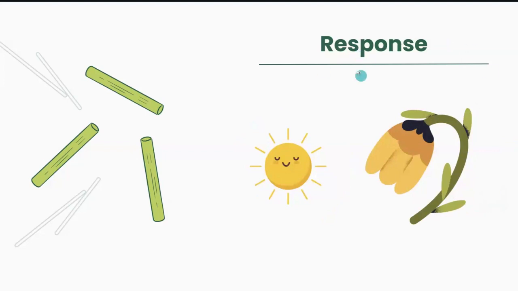Another example of response is, I don't know if you guys have ever seen this before, but whenever a plant is placed near sunlight, it will bend or grow towards that light, which is another example of responding to external stimuli, external changes.